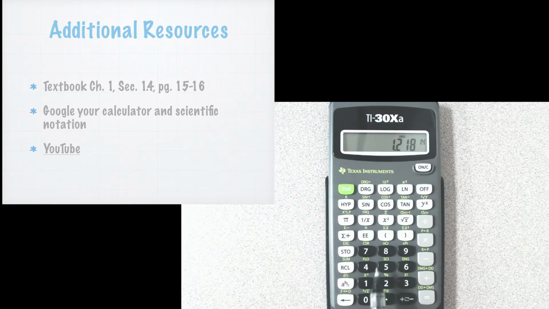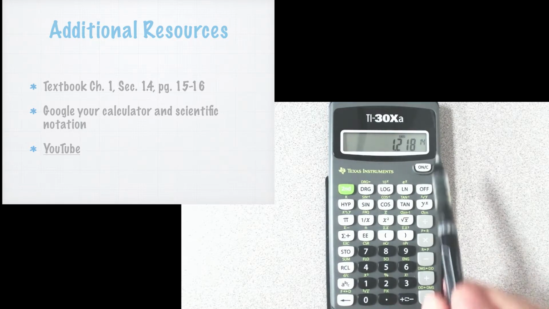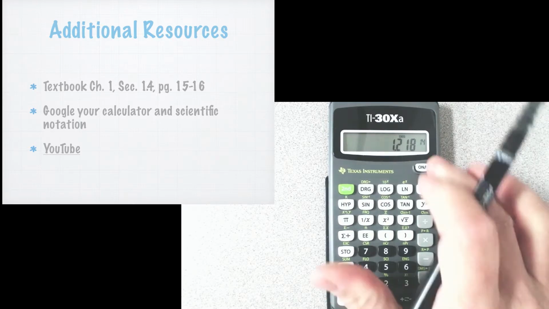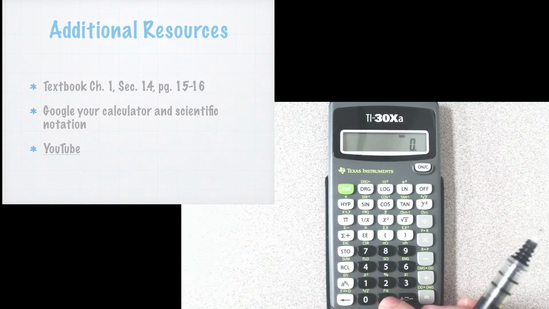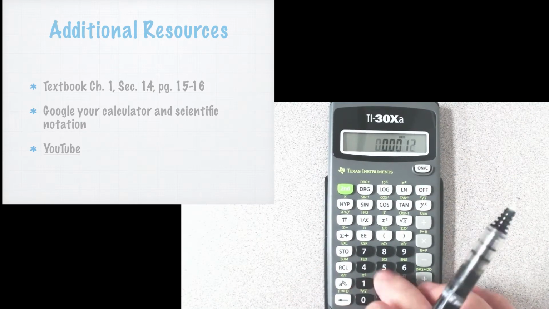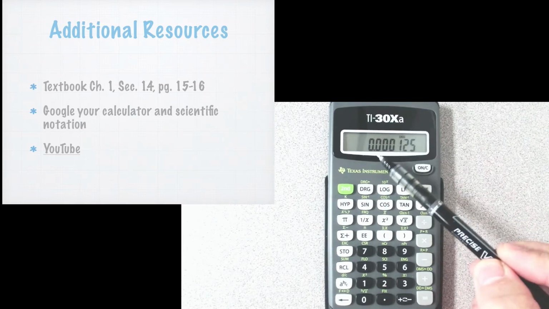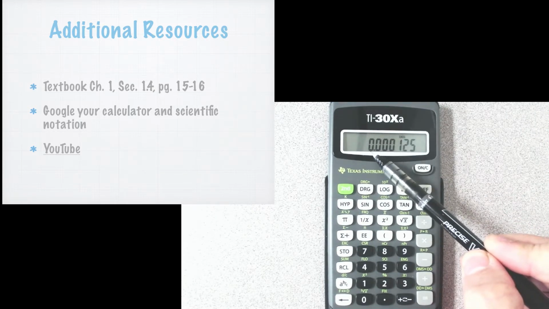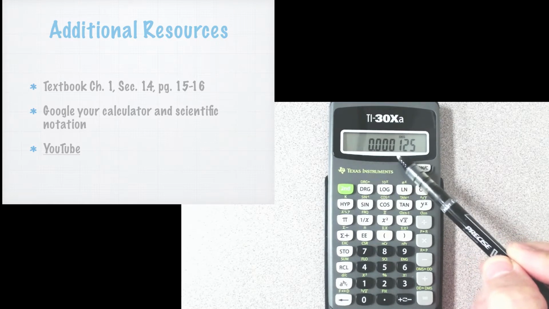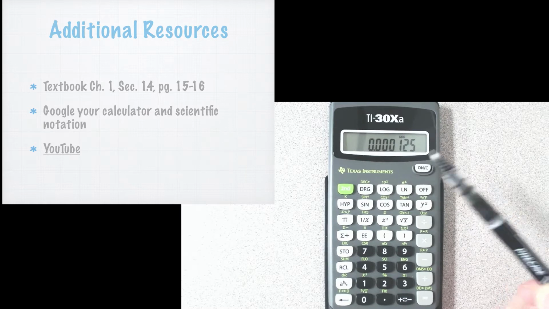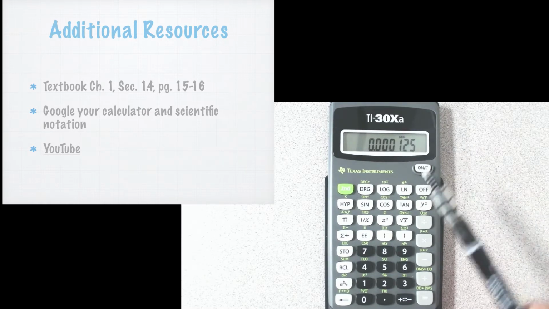Most calculators that have scientific notation capability also have a scientific notation mode. And that can be useful for turning numbers back and forth into scientific notation. So let's say I have 0.000125, and I want to turn that into scientific notation. We learned on the last slide I can count over 1, 2, 3, 4 decimal places. So this would be 1.25 times 10 to the minus 4.